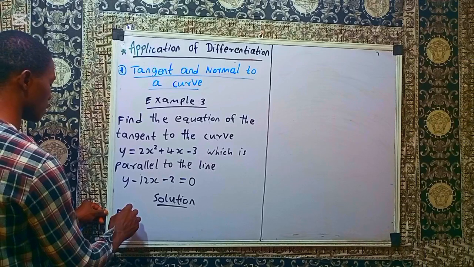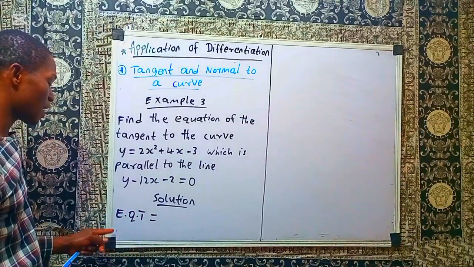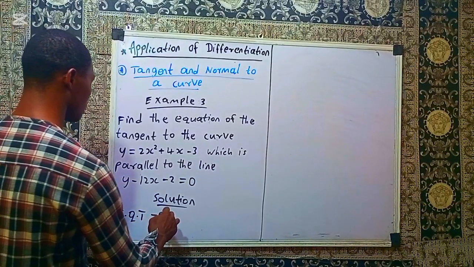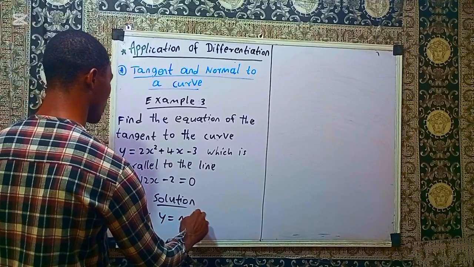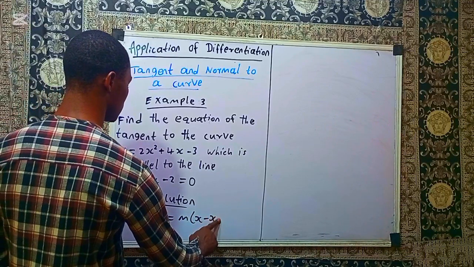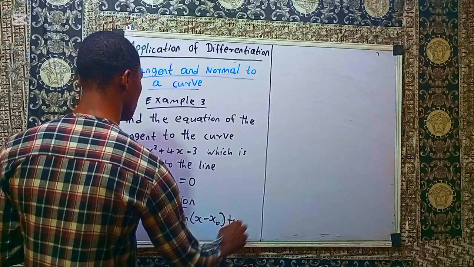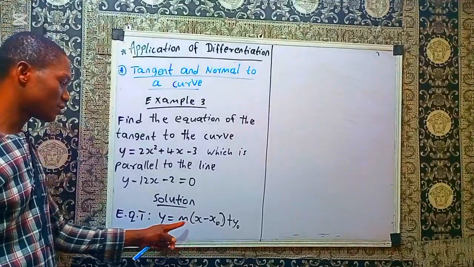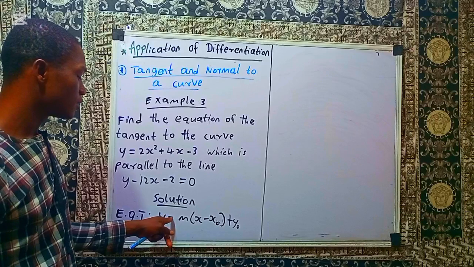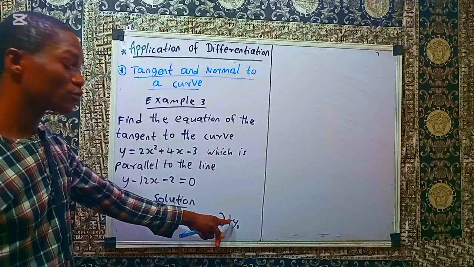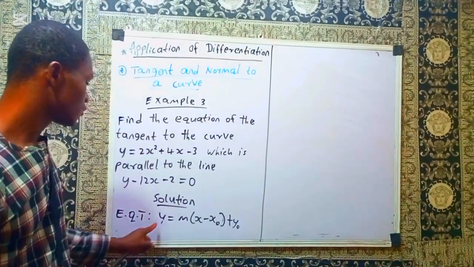Equation of tangent. So let me just write this abbreviation. Equation of tangent will be, the equation of tangent is y is equals to m open bracket x minus x naught plus y naught. So this is the formula for the equation of what? Tangent to a given curve. We saw this in our previous class. And this m is what? The slope of the tangent. So this is what you are going to write first.